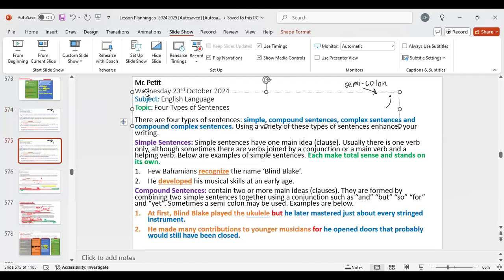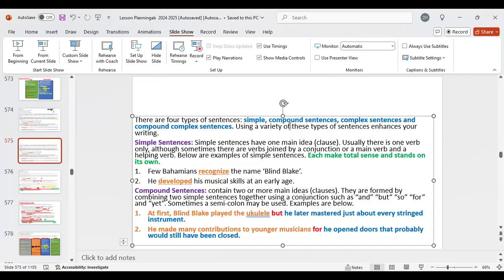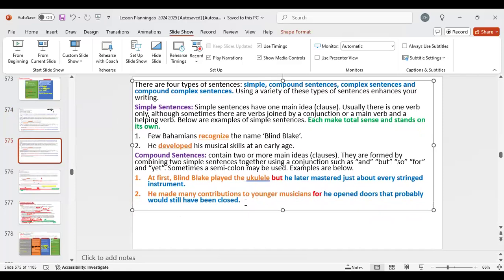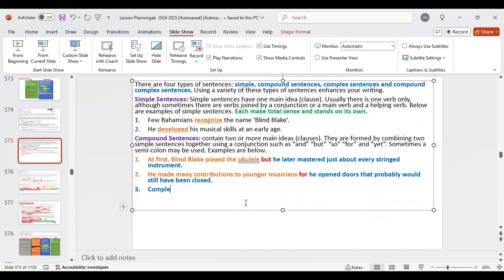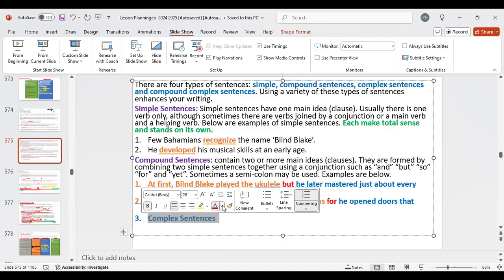I want to keep this. I'm gonna move the heading so we can have enough space to write. Y'all supposed to be finished with that heading, so that should be good. Now let's move on to complex sentences. Let me keep this in purple.